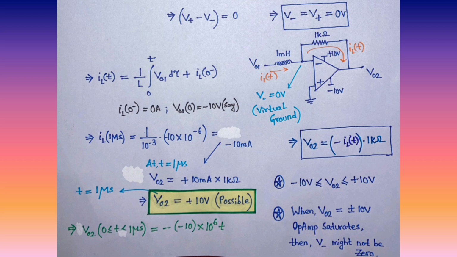Also, one point I want to mention: if your current is so high that it is trying to make VO2 much greater than plus 10 or minus 10, it will never happen, because the op amp will saturate. The maximum supply it can give is plus 10 and the minimum is minus 10. So the op amp will be saturated, and then the virtual ground concept will not be applicable. So V minus might not be 0.